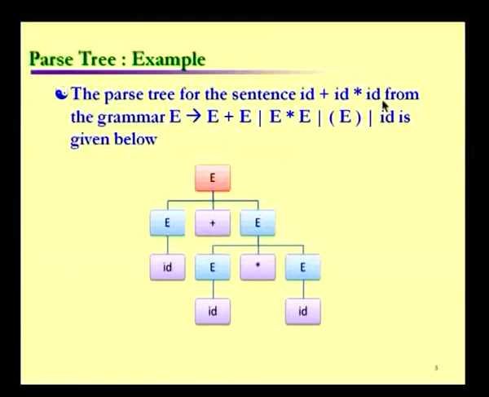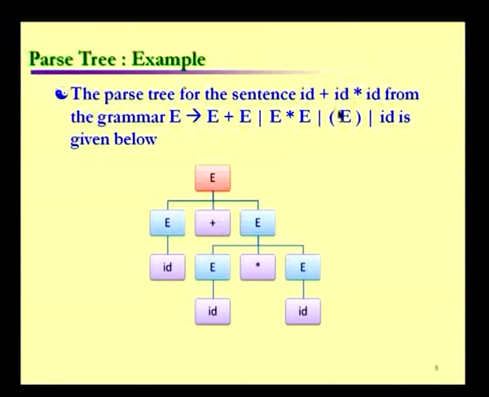But if you are not sure about the priority and associativity, then multiple parse trees will be produced as the outcome, and from those we have to select the correct parse tree using the priority and associativity. As far as this expression, ID plus ID star ID, is concerned, the second ID star the third ID will be computed first.